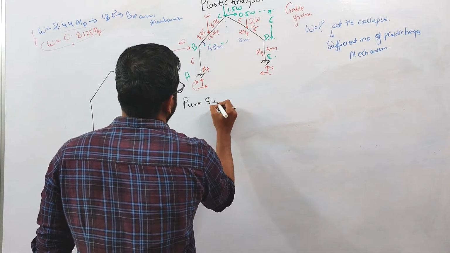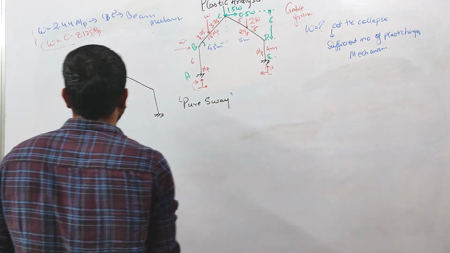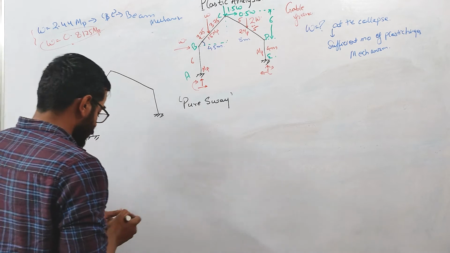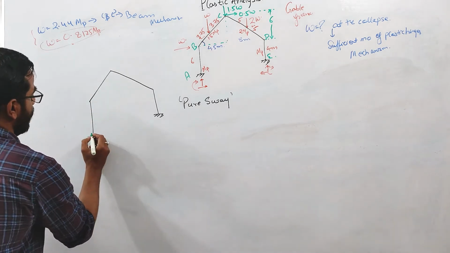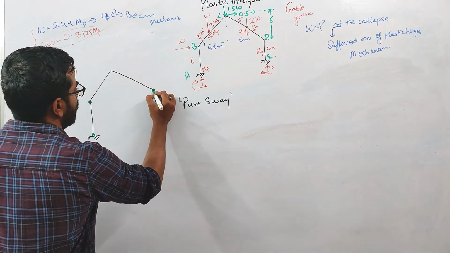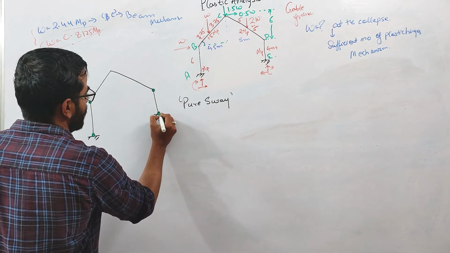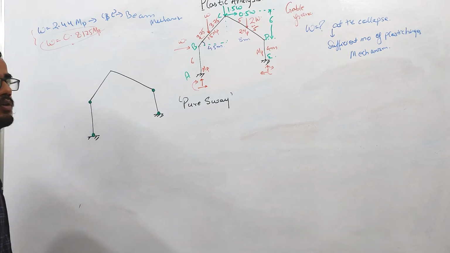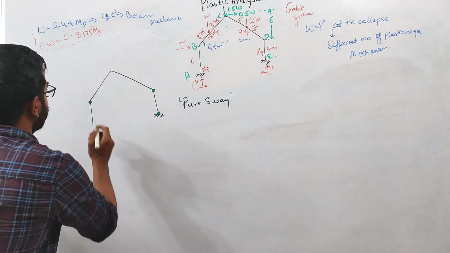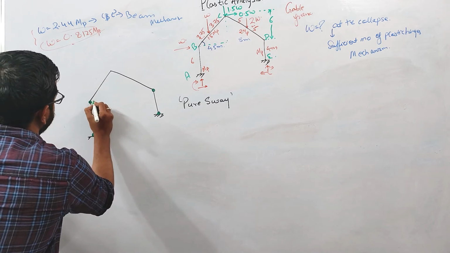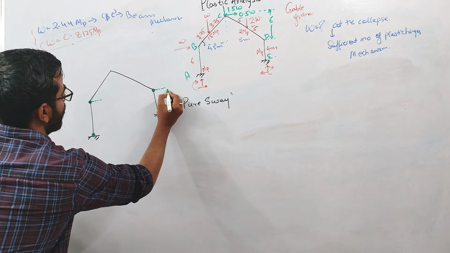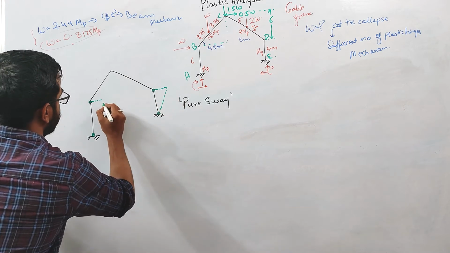In pure sway mechanism, we have discussed that the plastic hinges will form at the top and the bottom of the columns. Okay. So one plastic hinge will form at this portion, one at the top of this column, and one plastic hinge will form at the bottom of this column. When you give it a displacement, this joint will move perpendicular to this. Similarly, this joint will move perpendicular to this, right?